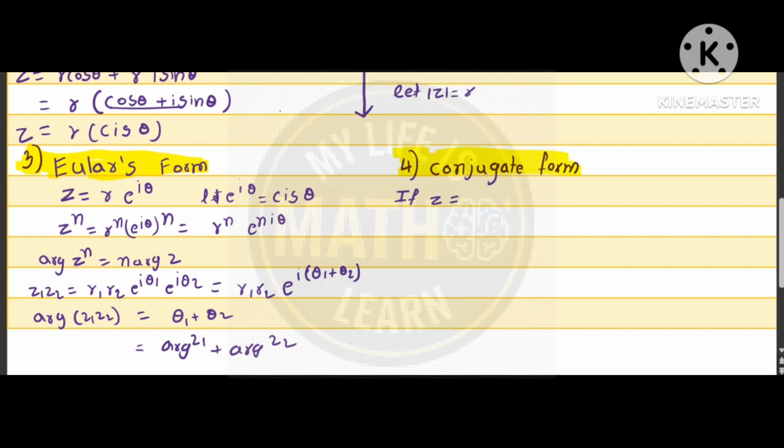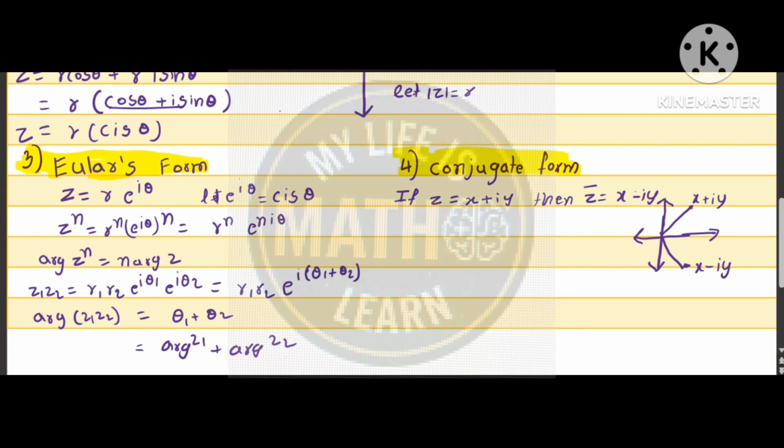Conjugate form. If z is equal to x plus iy, then z bar is equal to x minus iy, the conjugate of the given complex number. So x plus iy and x minus iy are in different directions. So z is x plus iy, z bar is x minus iy. It is the conjugate of x plus iy.